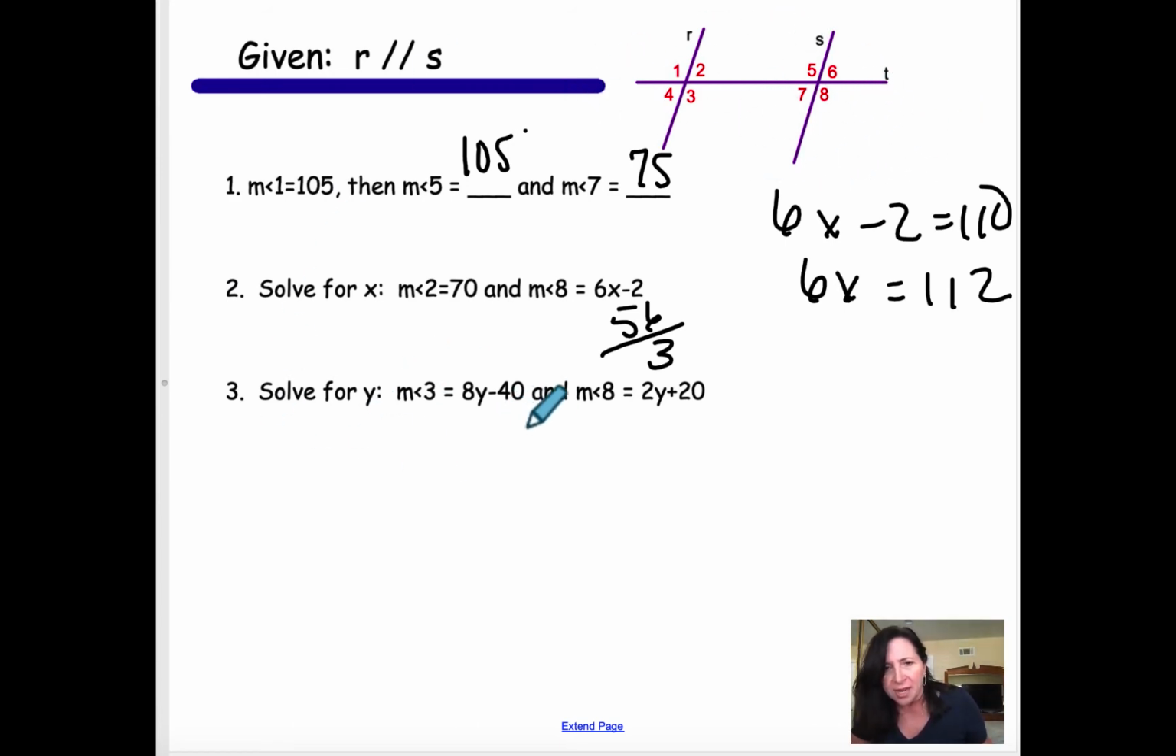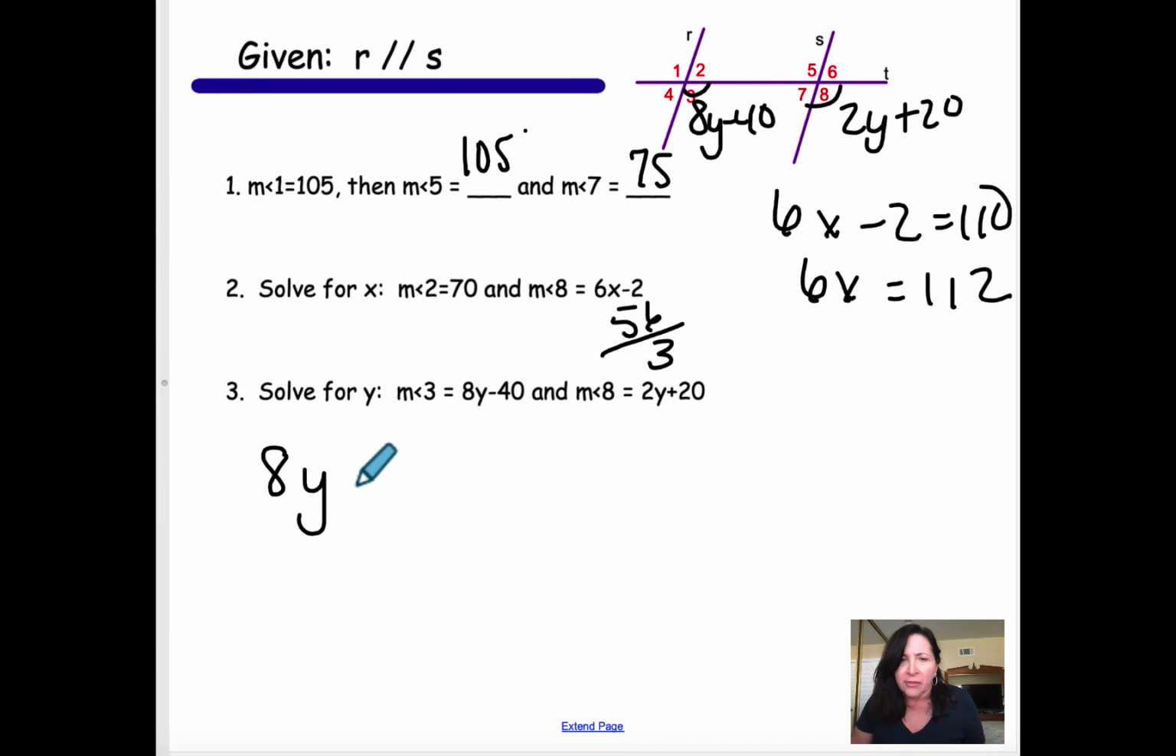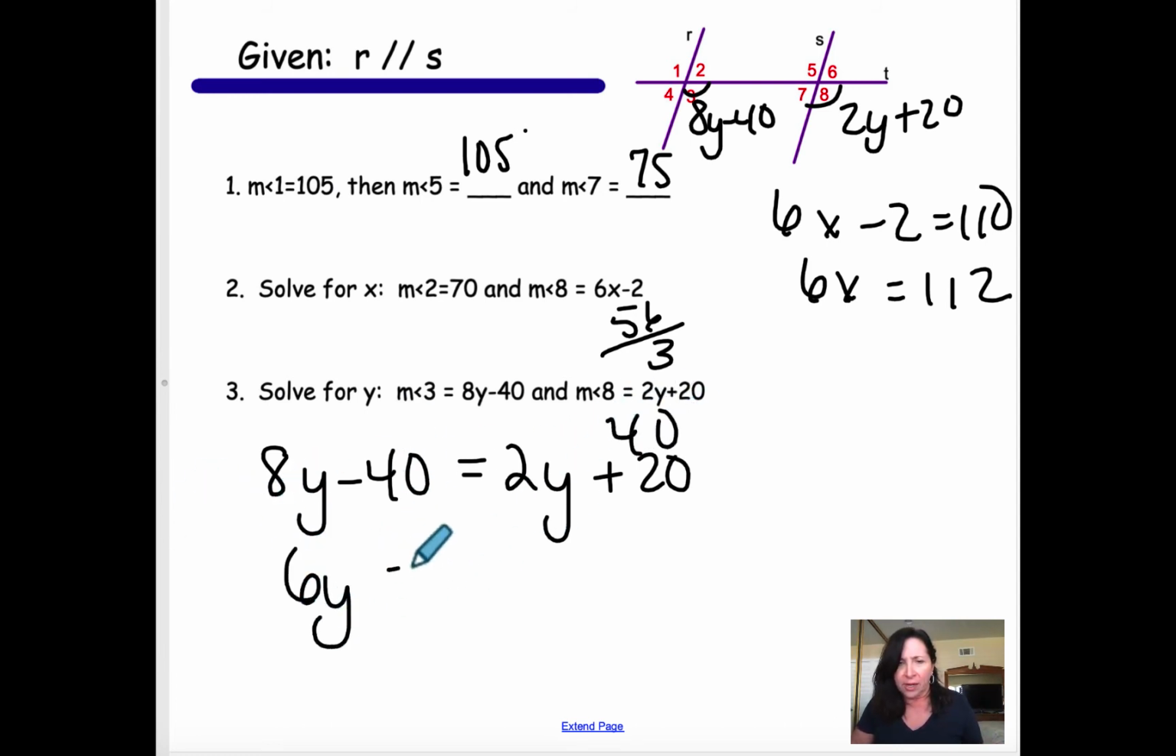So this question is saying the measure of angle 3 is 8y minus 40, and the measure of angle 8 is 2y plus 20. Well, 3 and 8 are corresponding angles, okay? Corresponding angles are congruent. So that means that I can set those two equal to each other. So 8y minus 40 is equal to 2y plus 20. I'm going to subtract 2y, I get 6y. I'm going to add 40, and so I'm going to get 60. And so y is equal to 10.